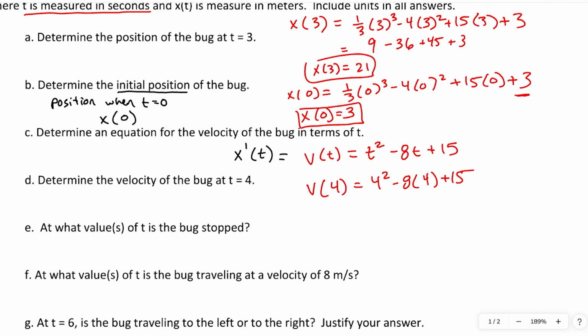So yeah, what did you get? Negative 1. Oh yeah, I think that works. Yeah, so it should be negative 1.